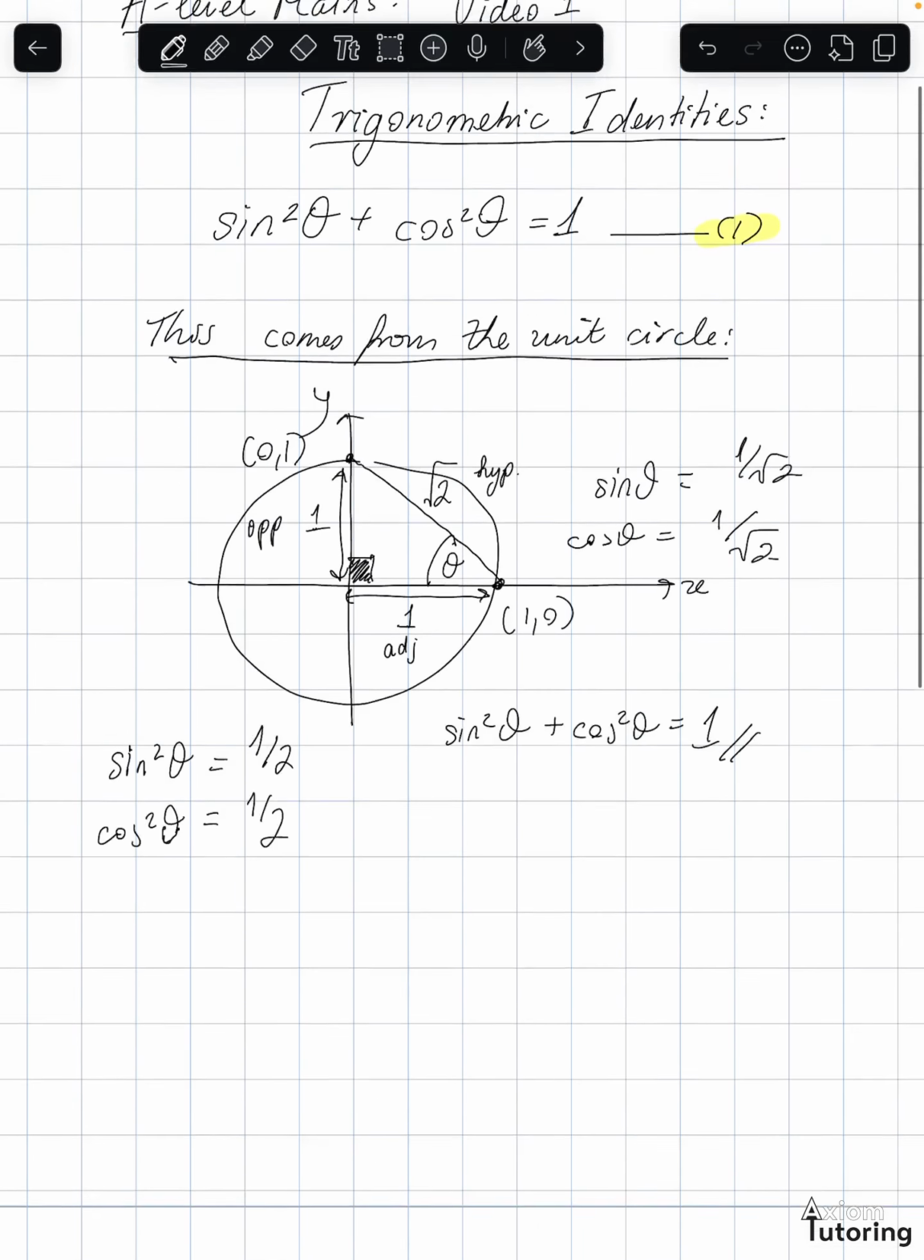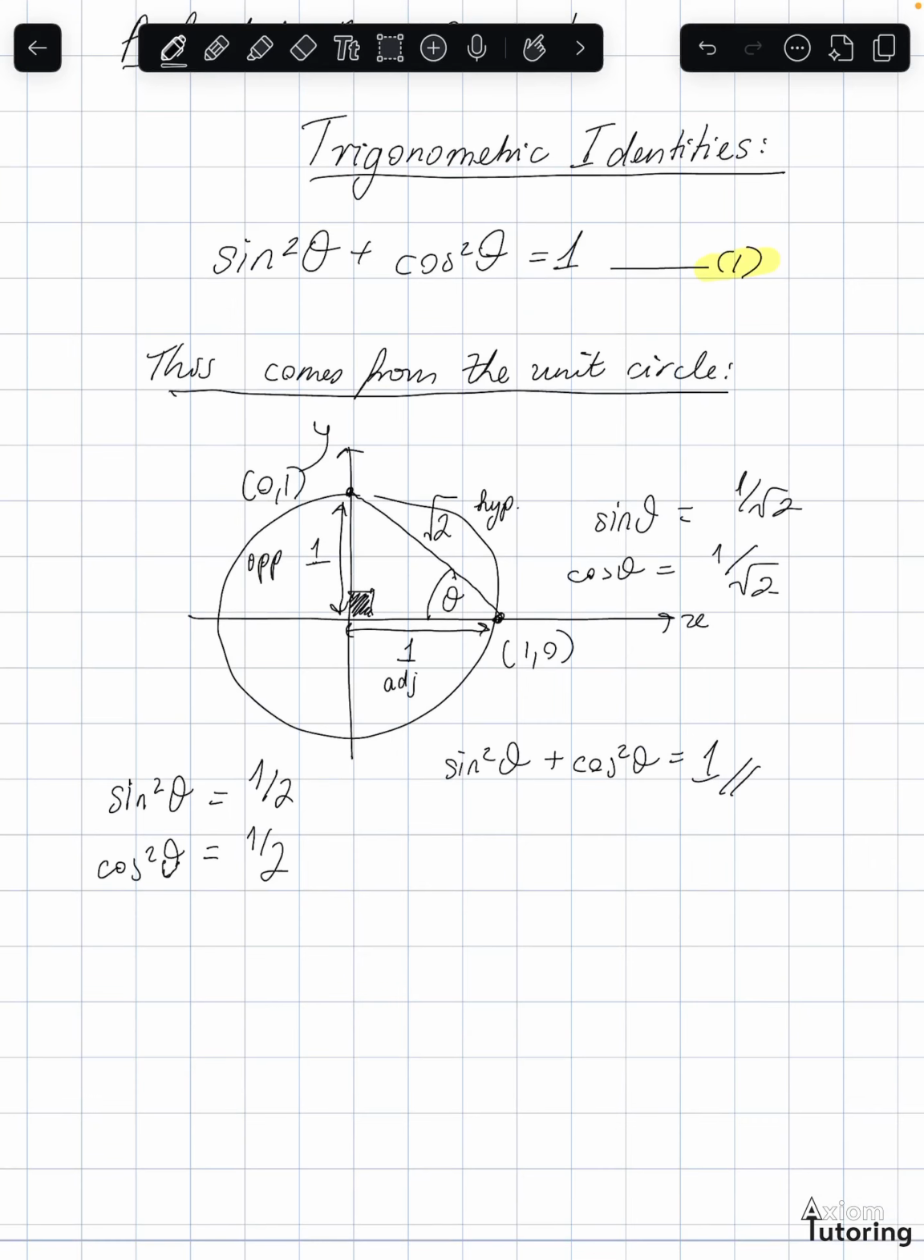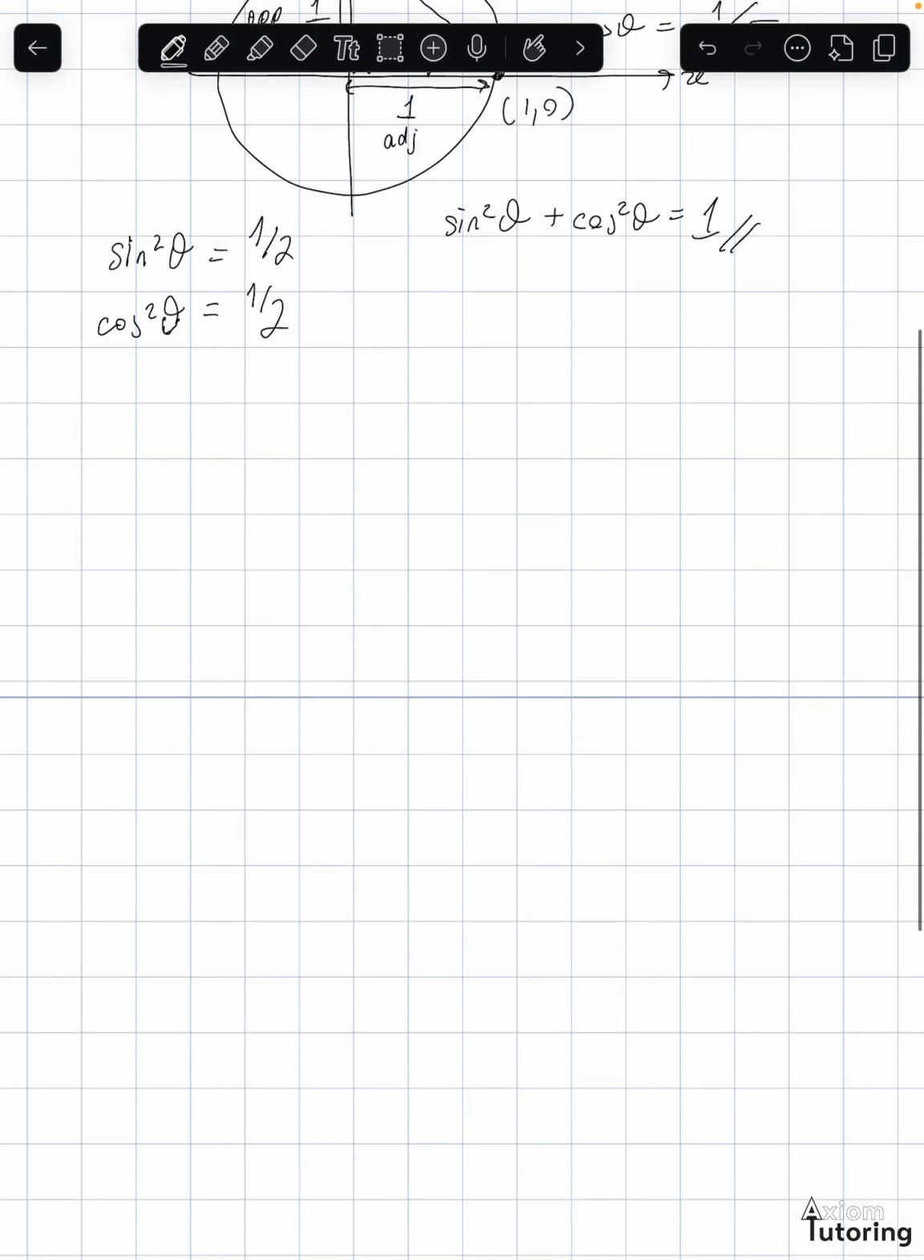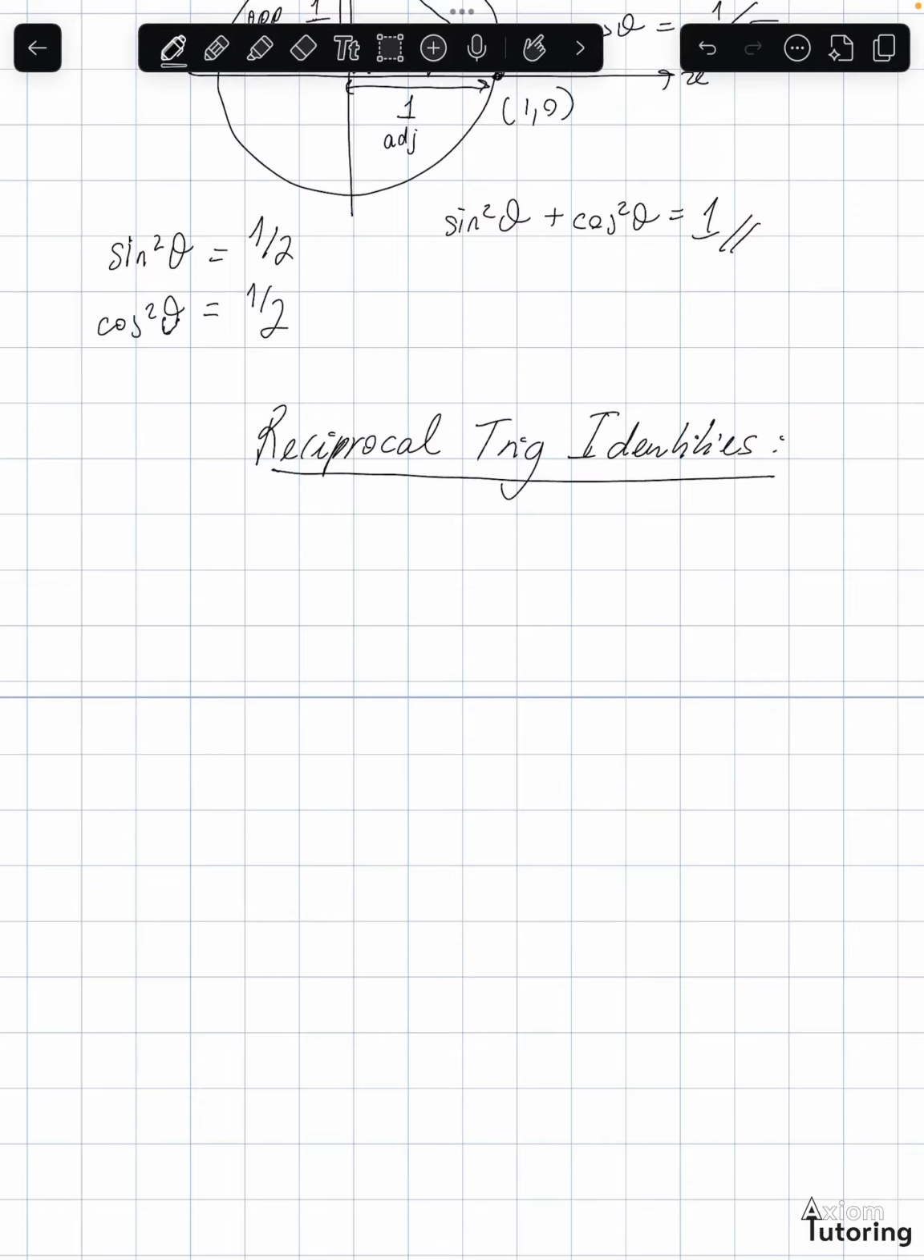So we're going to derive 2 more in a similar form, but before that we have to define our reciprocal trig identities. Okay, so these are cosecant, secant, and cotangent, and we can write them as cosec theta, sec theta, and cot theta. And we're now going to define these.